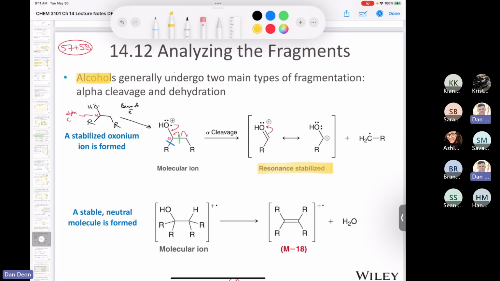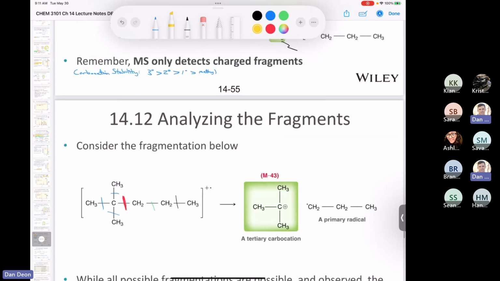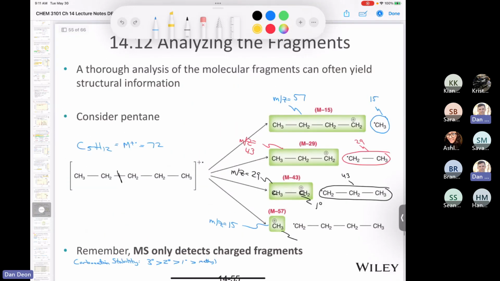If you think about every single time I showed you a fragment today, in case you didn't notice, you lost 43, 57, 29, 15. Did you notice that everything that we lost was an odd number? Everything is an odd number. So here's an exception to that.